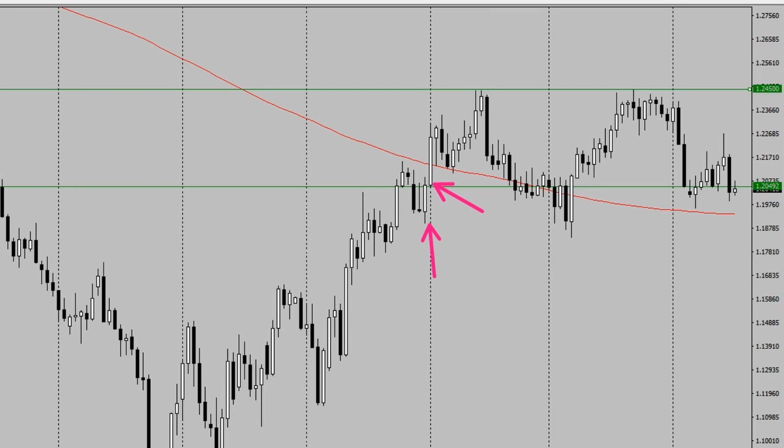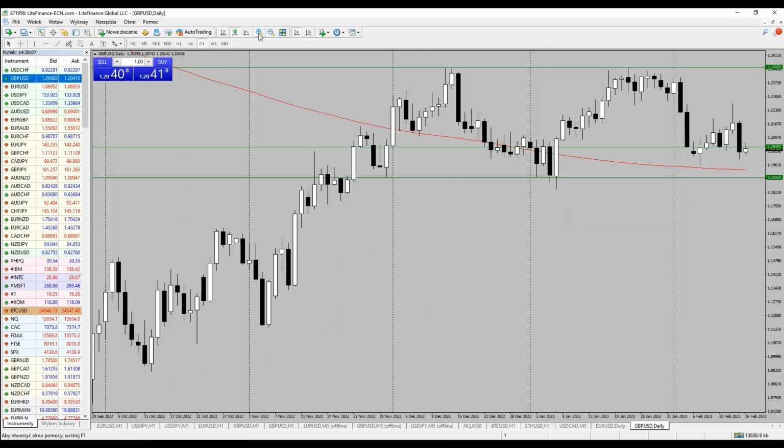Then the bottom of this rising candle. And again, here, as you can see, we might have the developments related to the possible swing low. There you go. So another line.